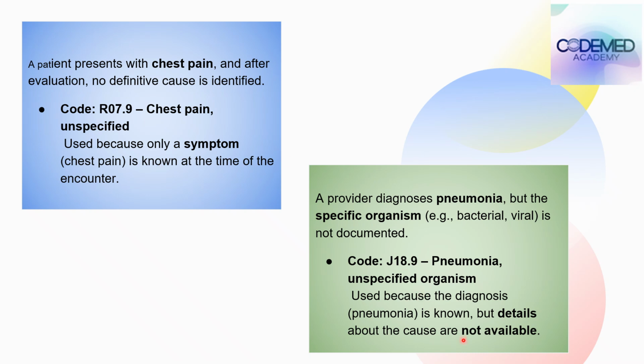And here the second example is, the provider diagnosed pneumonia, but the specific organism is not documented. So it is perfectly right to code the unspecified code here because we have the condition, but there is no specific information about the bacteria or virus. So I'll be using this particular code.